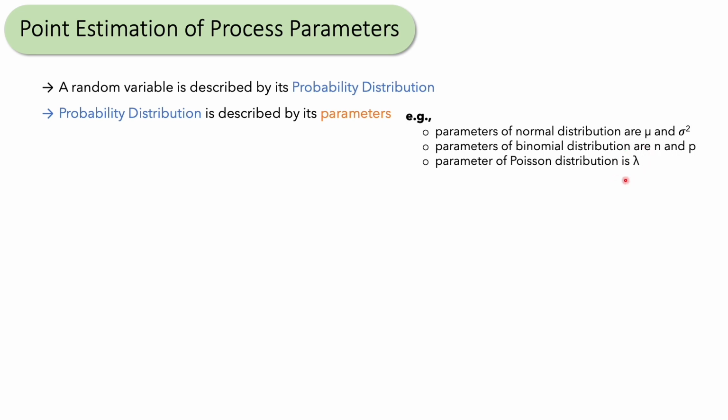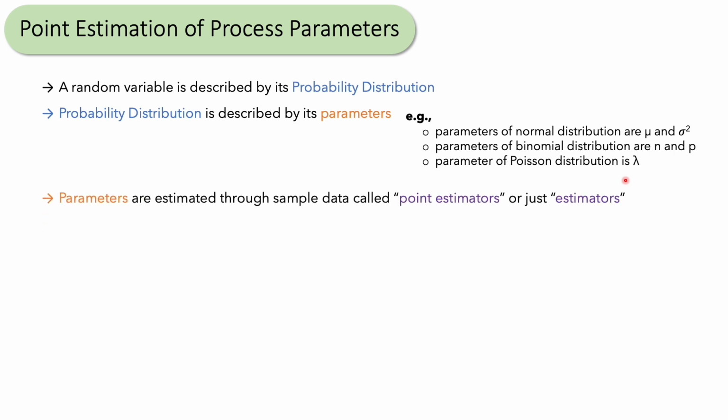Now the parameters are actually estimated through sample data, and those estimated values are called estimators or point estimators. Normally parameters are unknown and we have to estimate these values, and estimation is made with the help of the measurements that we have made on the samples, which are collected from a certain probability distribution. So we call them estimators.